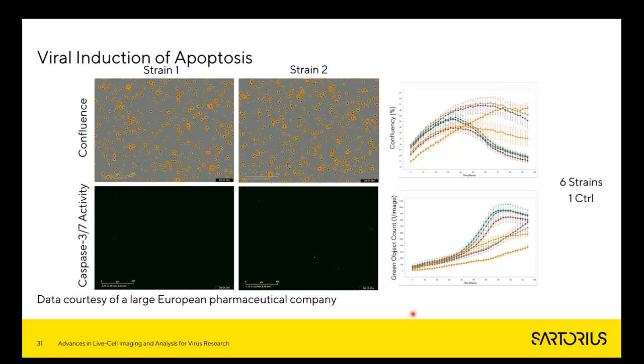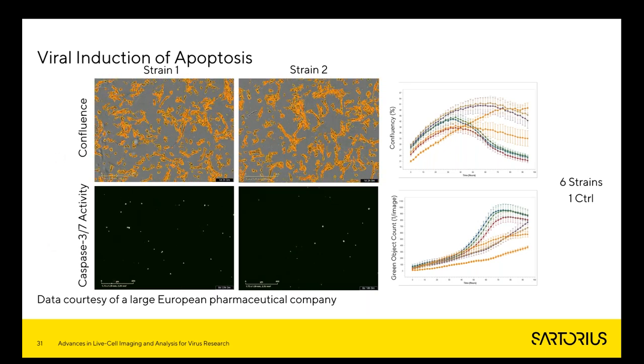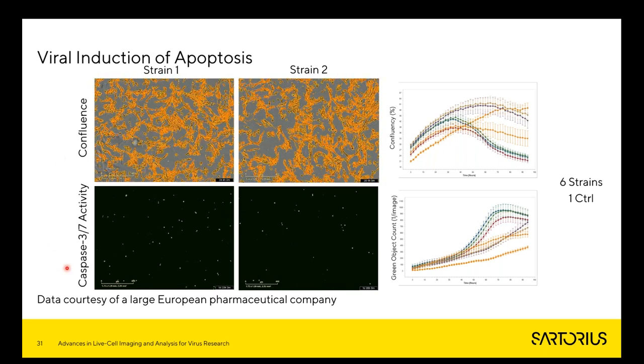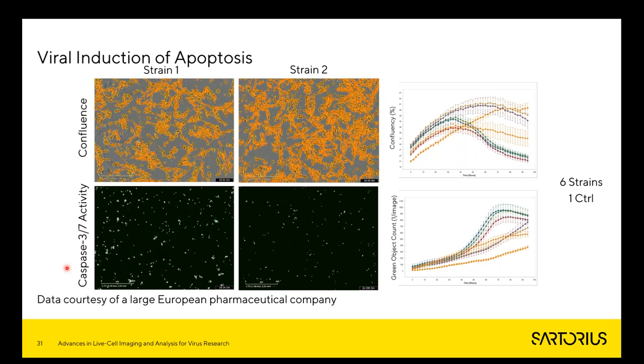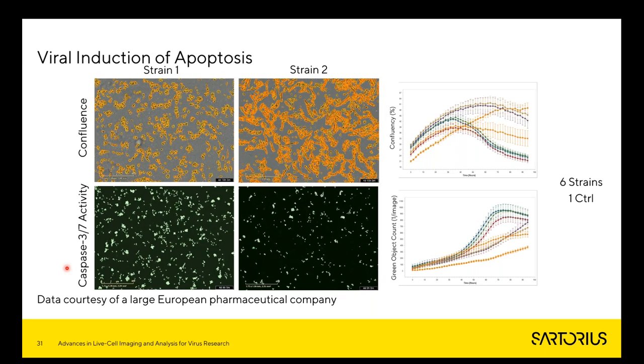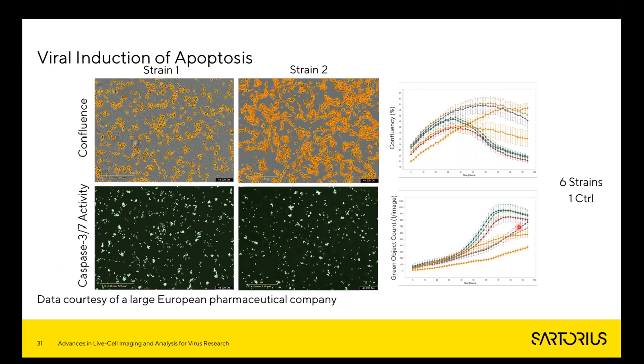Researchers have also used the Incucyte system to look at virus induction of apoptosis in the host cells by using Caspase 3/7. Here, customers of a large European pharmaceutical company tested different viral strains, and they wanted to measure the effect on confluency or cell density post-infection. In that same condition, they added Caspase 3/7 Green to measure apoptosis induced upon viral infection. They were able to see some differences in apoptosis induction in the host cells, but also by simply looking at the cell density.